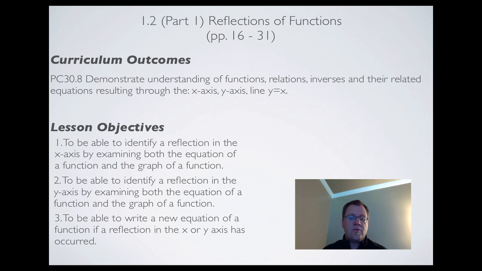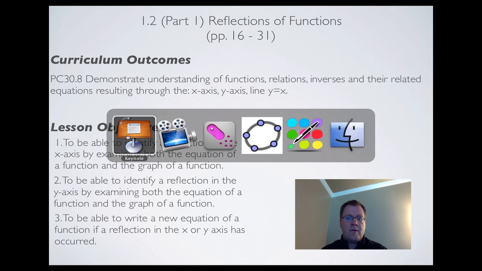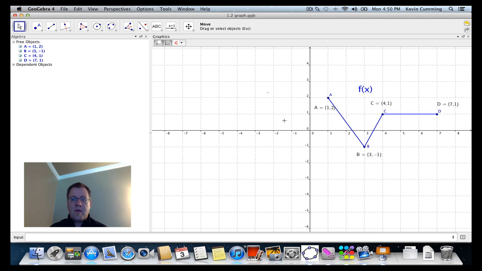And to do that, we're going to go straight to Geogebra. Here I have a function for you already. This function is f of x, it's in blue. I've also got all the points labeled. You can see that point A is (1, 2), point B is (3, -1), point C is (4, 1), and point D is (7, 1). What we're going to do is reflect this whole thing in the y-axis. The y-axis, if you don't remember, is the vertical axis.